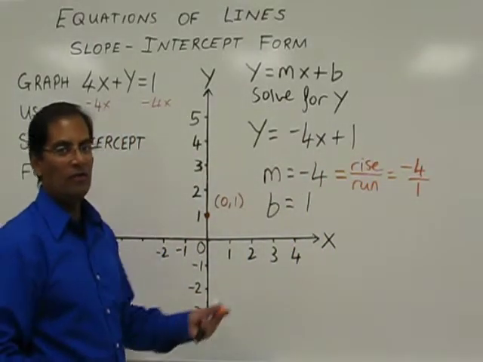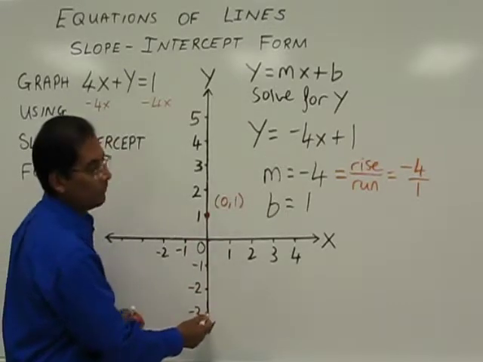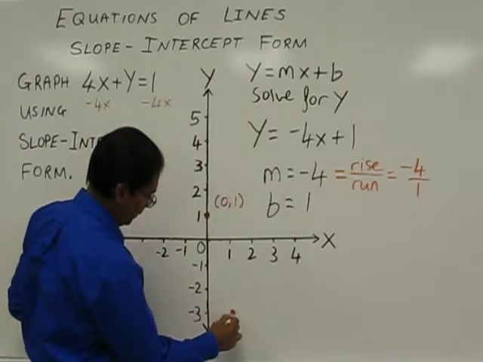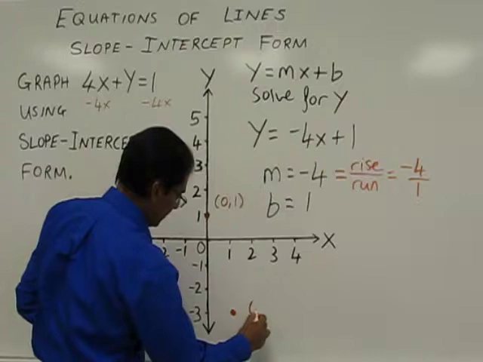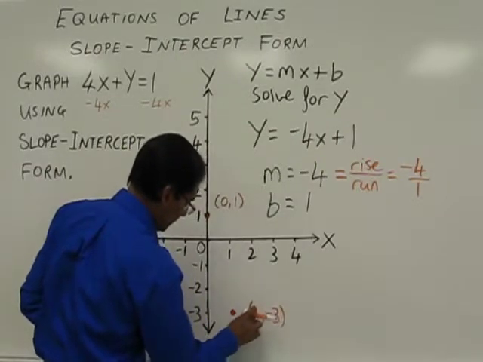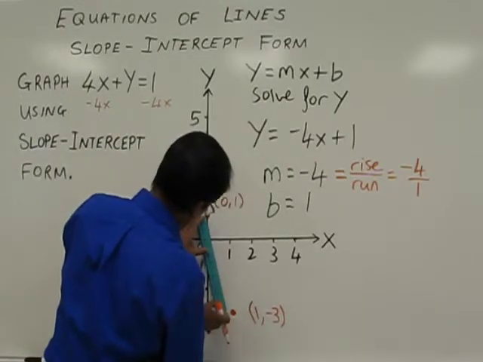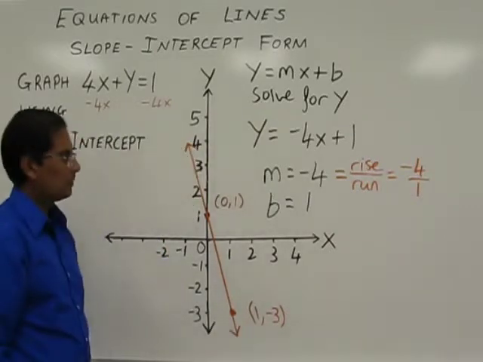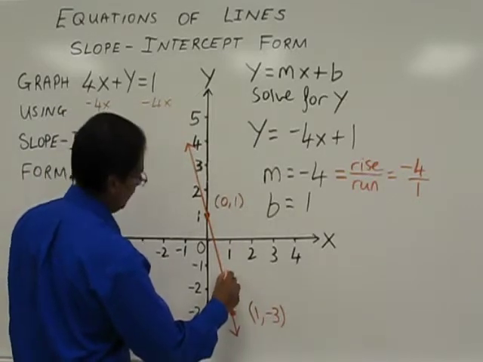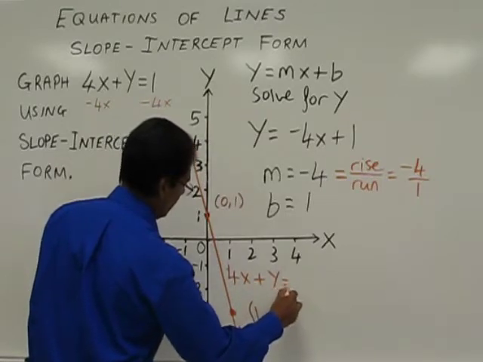So in other words, we rise negative 4, we go down 4, 1, 2, 3, 4, and then we run 1, so we go across 1. And so another point we have will be right here at (1, -3). So here's our 2 points that we can join up and form a line. So we form a line like this, and remember the equation of this line is 4x plus y equals 1.